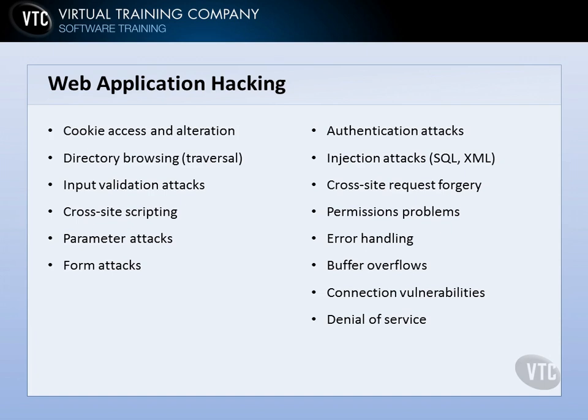You also have the standard application types of issues that you might see, buffer overflows and so forth. You also might see connection vulnerabilities, how the web server is set up to connect to the outside world, whether it's via VPN or another network connection. There might be vulnerabilities there. And finally, if all else fails, sometimes a hacker may just wage a denial of service attack on the website itself so no one can use it. So these are just some examples of things that a hacker could do to a web application.